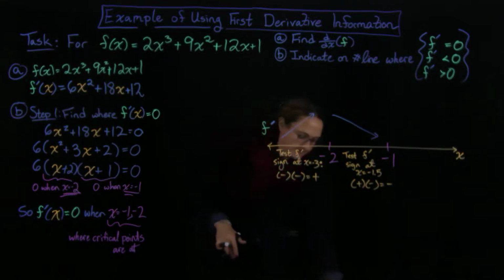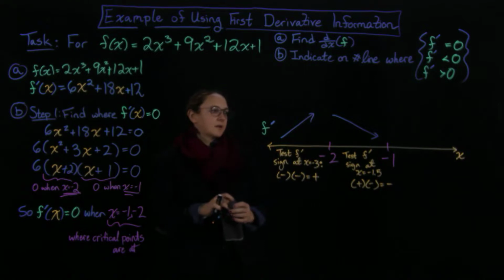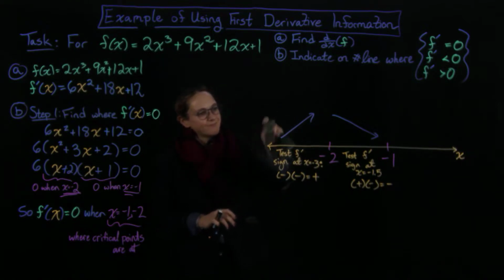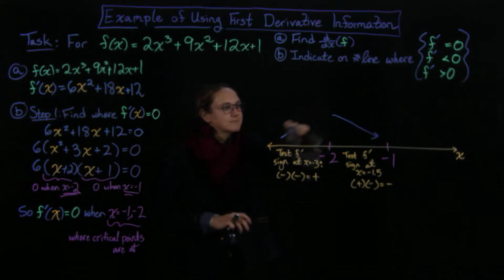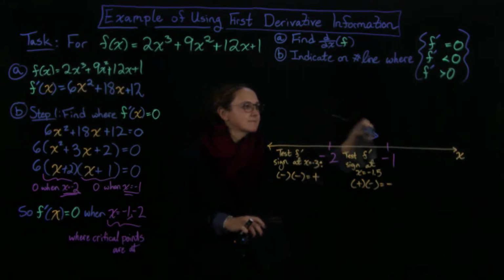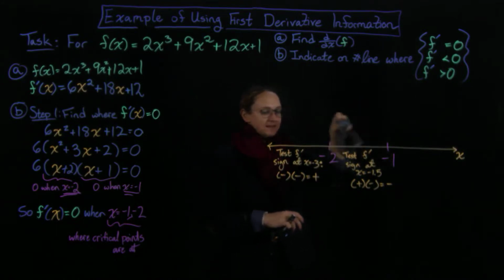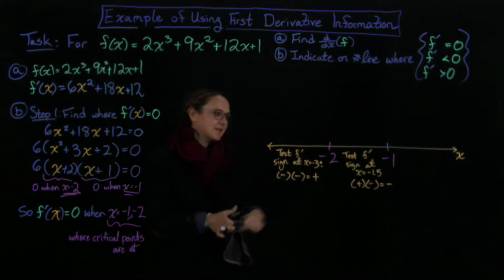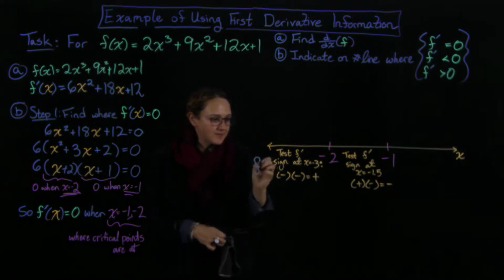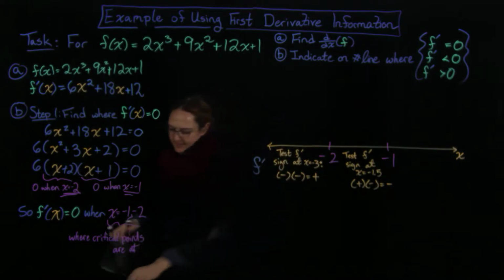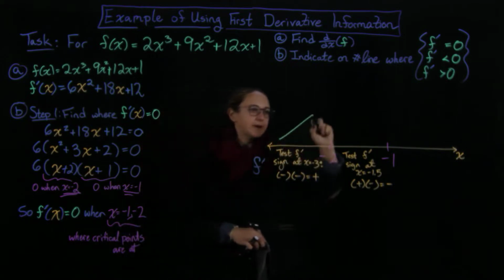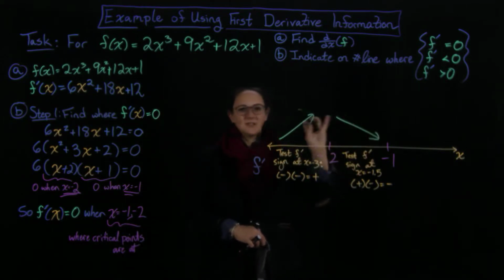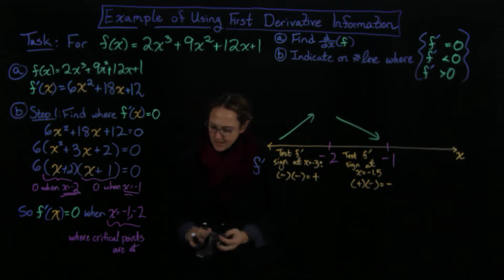I'm going to draw this slightly. So this is my derivative down here. This is what's happening with my derivative down here. When I'm drawing up there, I'm actually drawing my function as it's increasing and decreasing. This is kind of a better system.